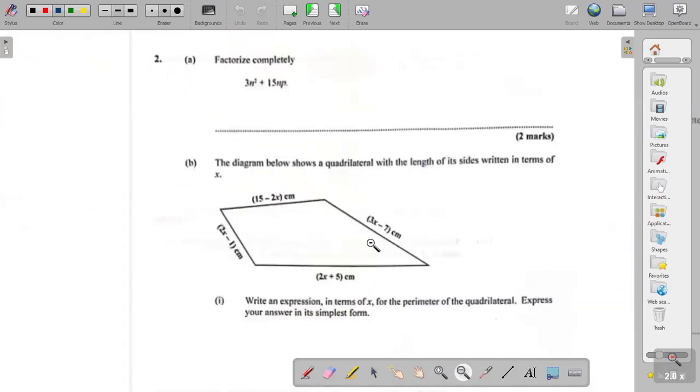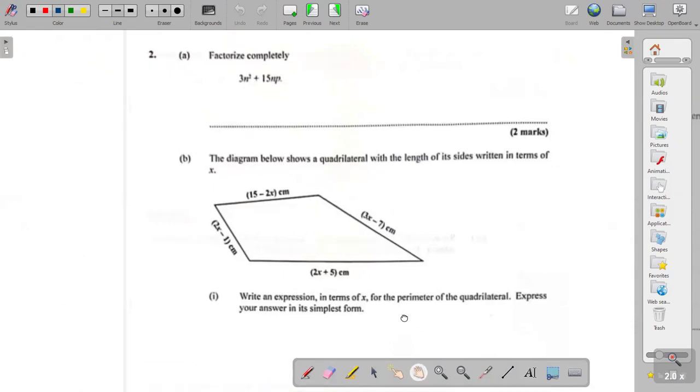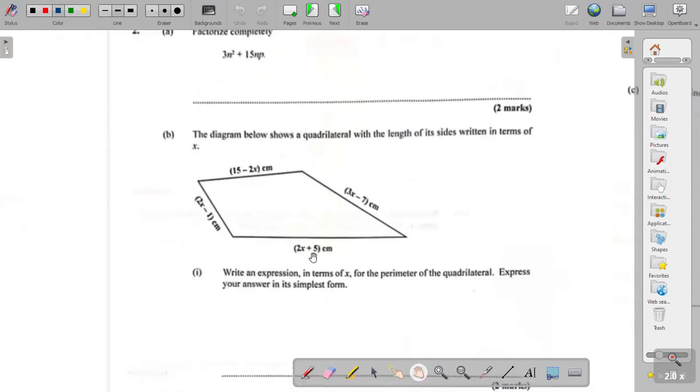Do not let these questions throw you off. It's a simple thing. All they want to know is if you can add and subtract like terms. You put them down, you group all the x's, you group all your terms, and then it says express your answer in its simplest form.